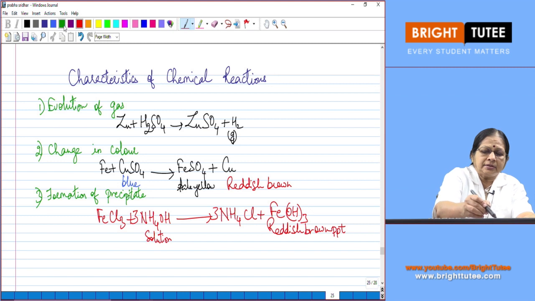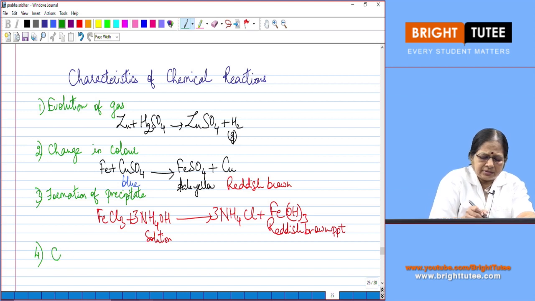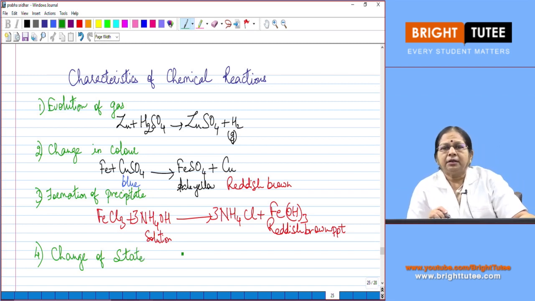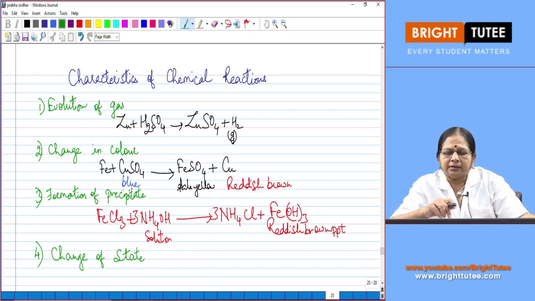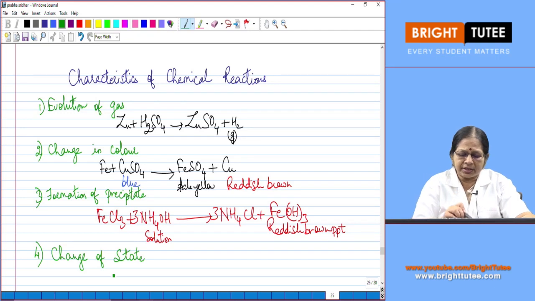Fourth characteristic is about the state. Now what do we mean by change of state? When two reactants react chemically, like gaseous ammonia and gaseous hydrogen chloride react to give solid ammonium chloride, there is a change of state, indicating that yes, a chemical change has happened.